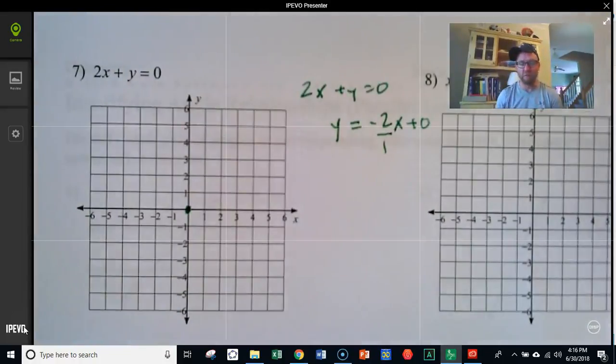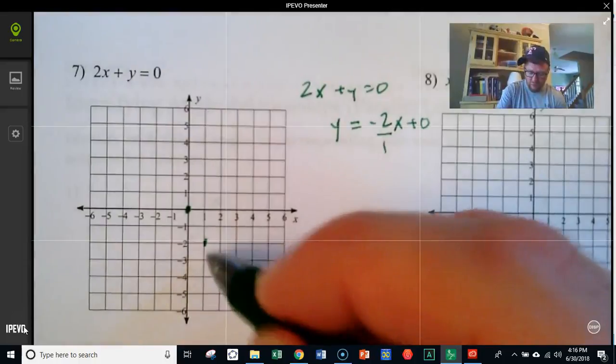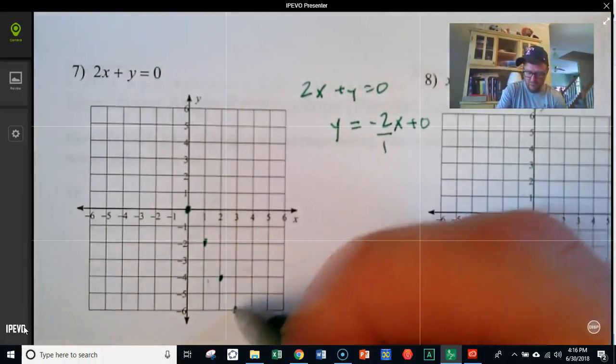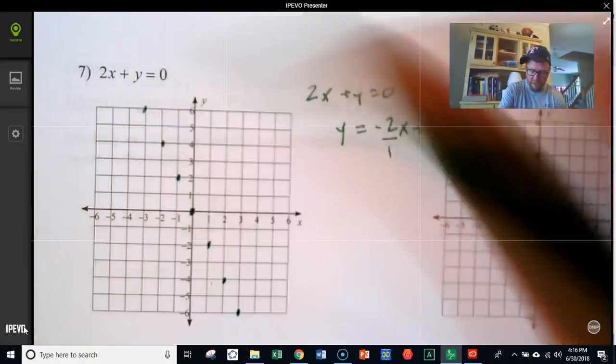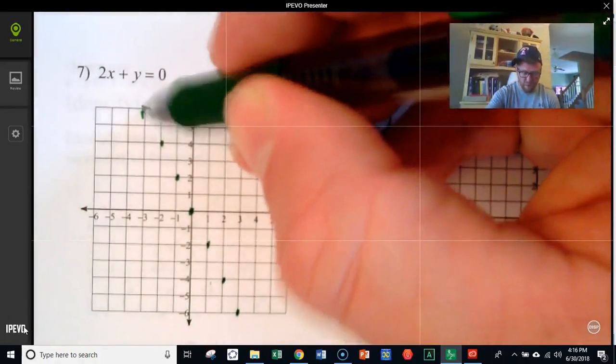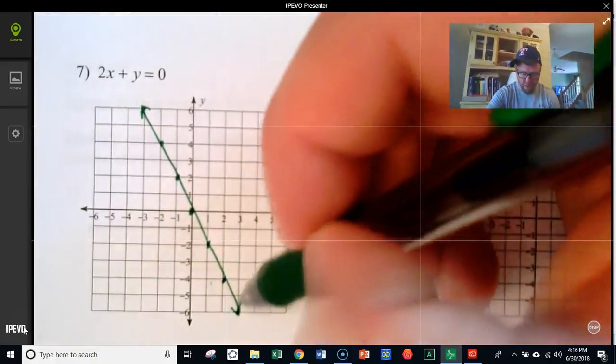We can think of that as negative 2 over 1. So that's down 2 over 1, down 2 over 1, down 2 over 1. Backing up the other way as well. Okay? And then there we go.